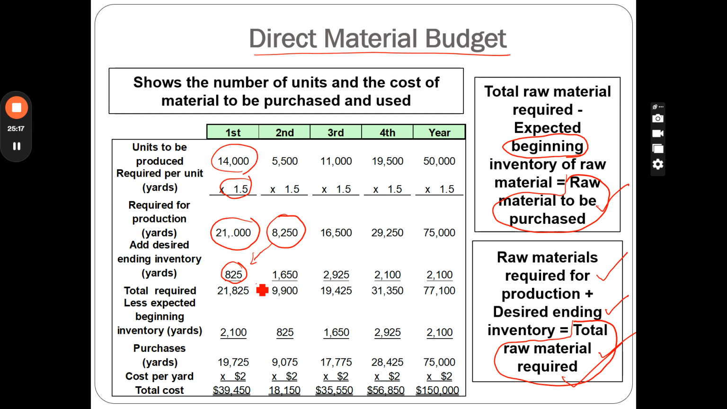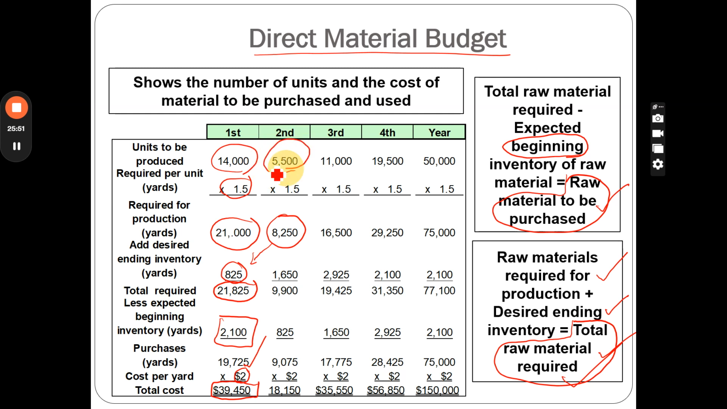So total what I need is 21,825. Then I will check how many units I have now. I have 2,100 units. That is the beginning inventory. If you minus, I have to purchase 19,725, and every unit will cost you $2. So you will know how much I will have to pay for the material in the first quarter. And that is going to repeat for all the quarters.